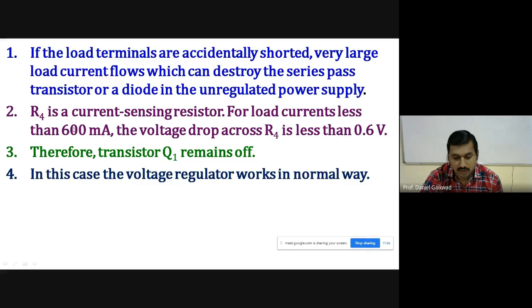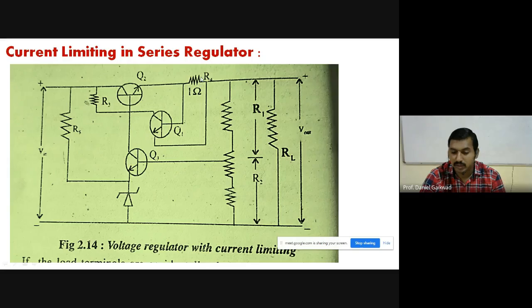Check carefully. We once again read the second point. Here R4 is a current sensing resistor for load current less than 600 milliampere. If current is less than 600 milliampere, then we have the formula for voltage, V is equal to I into R. So I is 600 milliampere, which is 0.6 ampere. 0.6 into 1 is 0.6 volt. So that is the potential across R4, as it has only a 1 ohm resistor. And that voltage appears across the base and emitter of transistor Q1.